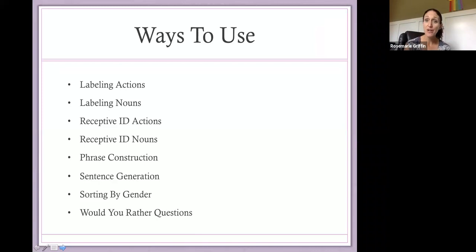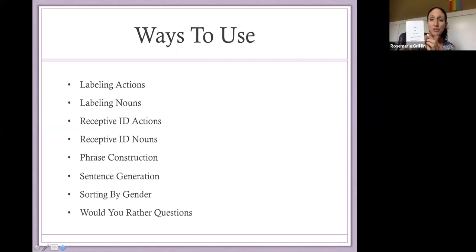So these are different ways that I like to use the Action Builder cards, and I would love to know if there's other ways that you use them as well. So labeling actions. So you could have the student, if they're at the point that they're labeling actions, you could say, what is she doing? What is she doing in this picture? And they would use the label, okay, the action.